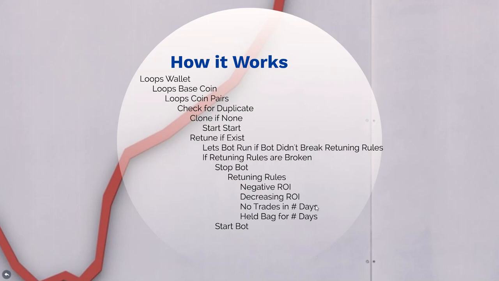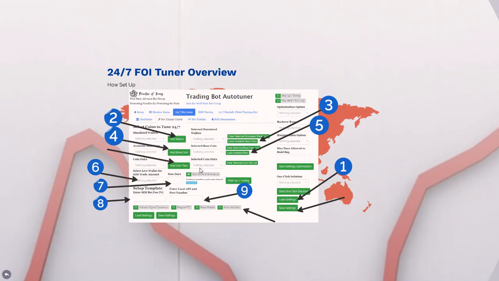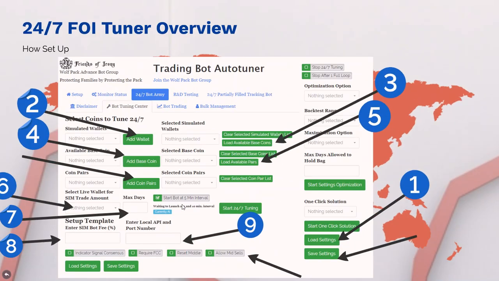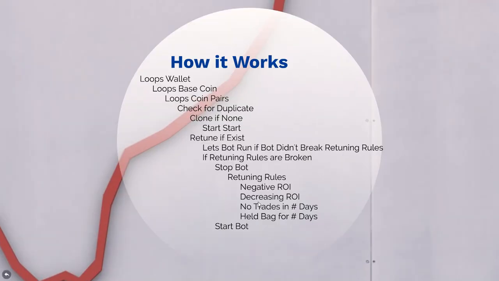If there are no trades in 5 days, so it's just been sitting there, or whatever number you set previously in this little max days box right here, it'll check that. If it hasn't traded in that amount of days, it'll retune it. Or if it traded and held the bag for so many days, it'll retune it too. To retune it, it has to stop the bot, retune it, and then start it back up.